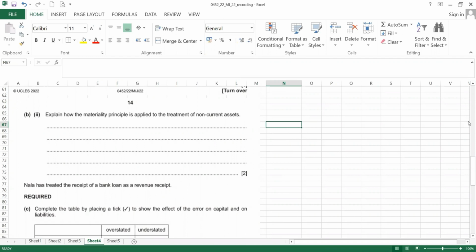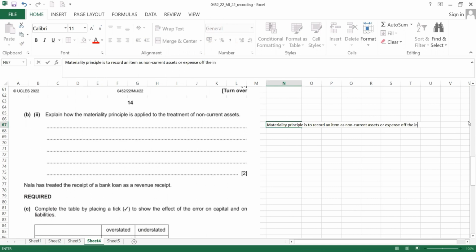Explain how the materiality principle is to record an item as a non-current asset or expense of the item.